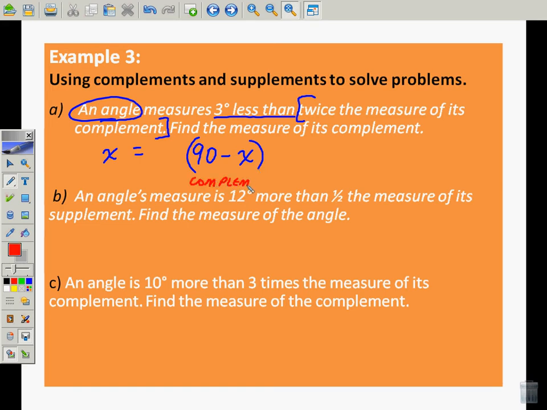Okay? That's my complement. Well, the problem says twice the complement. And I know that the angle, or x, is 3 less than that. So 3 less than that is equal to the angle. So twice the complement, 2 times the complement, minus 3 is equal to x. Well, let's see what we get when we distribute. We have x is equal to 180 minus 2x minus 3.